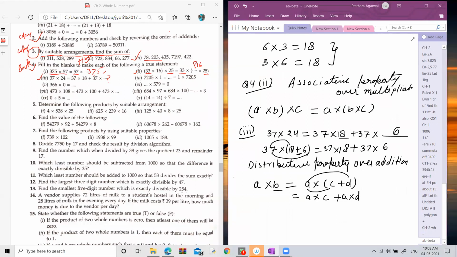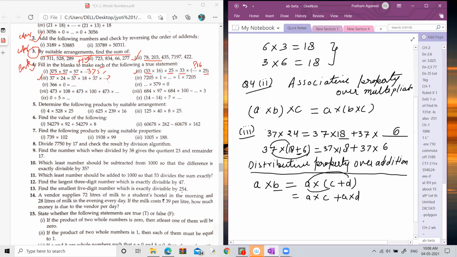With the help of distributive property over addition, we can solve this question. Distributive property means if there is a number outside of the bracket, it is not clear. Am I audible or not? Please write in the chat box if I am audible.